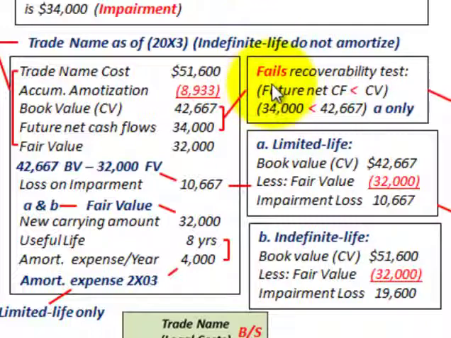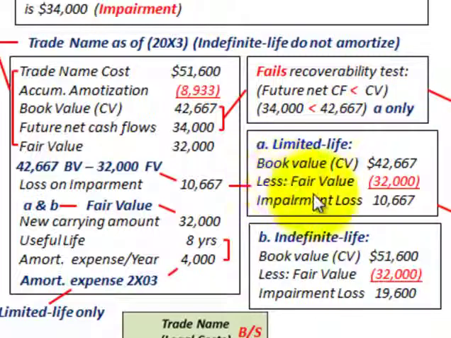So first thing, let's look at how we calculate our impairment loss in both cases. Now with the limited life intangible, you're going to have to do this recoverability test, and we're going to see that it fails. So the future net cash flows are less than its carrying value. Future net cash flows were given at $34,000, and that's less than the carrying value of $42,667. So we're going to have failed this recoverability test. Remember, the recoverability test is only done for the limited life intangible.